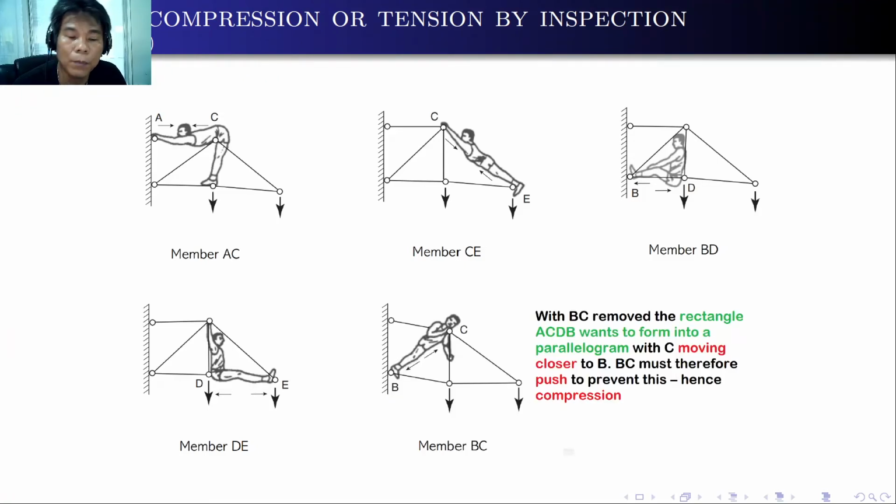And also, when we remove member BC, this is actually more difficult than the first four members, because this is an internal member. When BC is removed, the rectangle ACDB wants to form into a parallelogram. So it will deform like a parallelogram, something like that. So joint C is moving closer to B. And since joint C is moving towards B, BC must therefore push to prevent this. Hence it is compression.